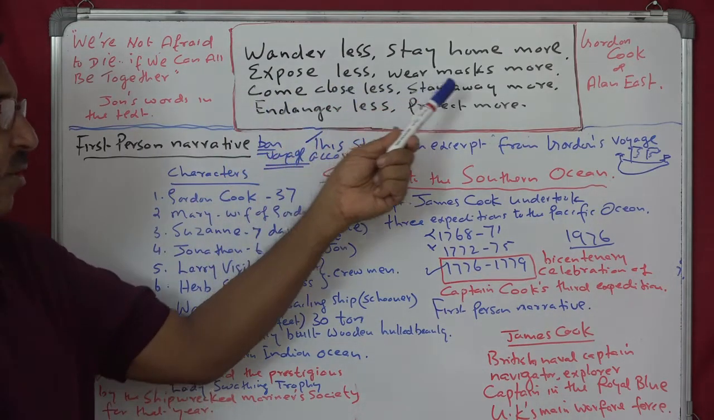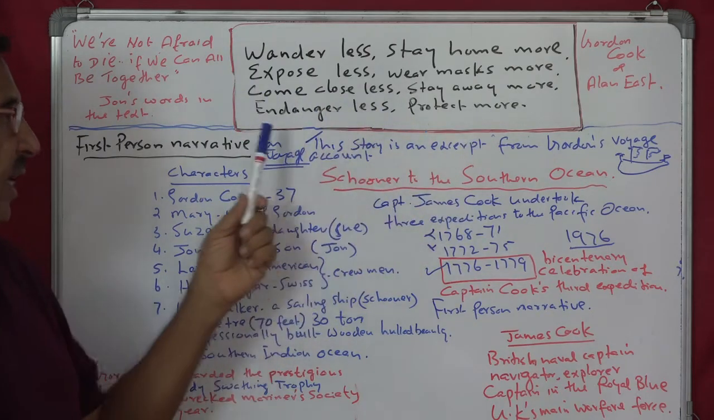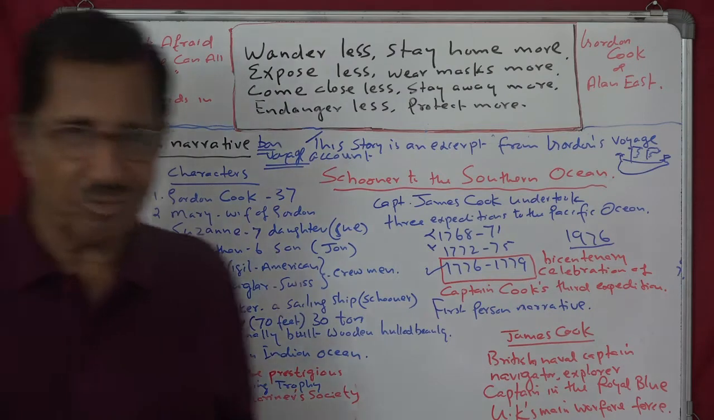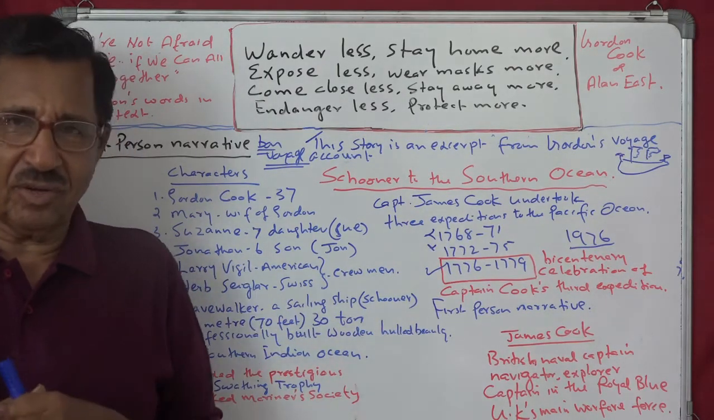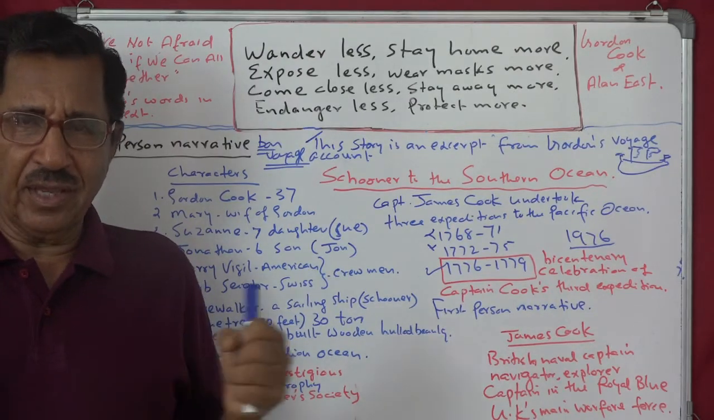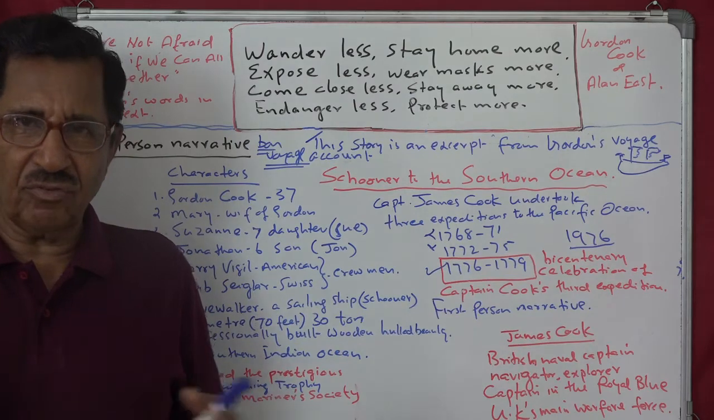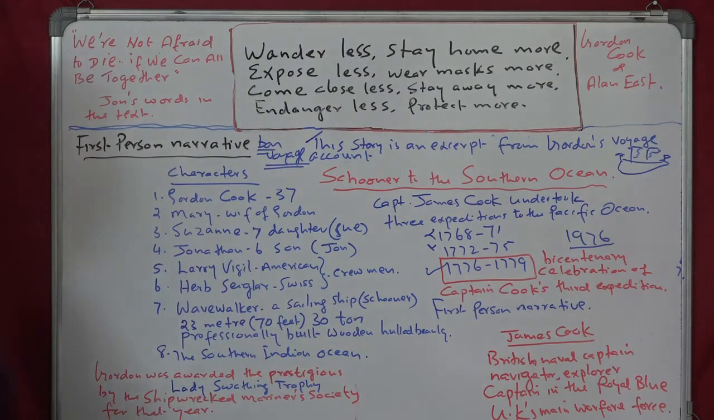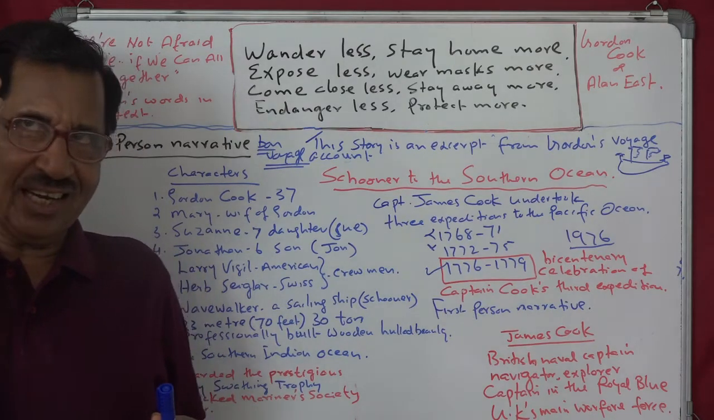Wander less, stay home more, expose less, wear masks more, come close less, stay away more, endanger less, protect more. Endanger, don't put yourself in danger. There are many ways to put you in danger these days, because all around you are only danger. Understand? But as Gordon Cook and family did, we will fight it out, with our determination, and also by obeying the suggestions, rules, regulations and instructions of government and authorities and other good people. I'm sure that if you obey, we will also stand on the victory stands. And it is not far away, it's very, very near. We can see silver lining in the clouds.